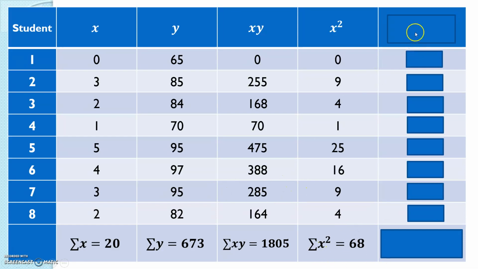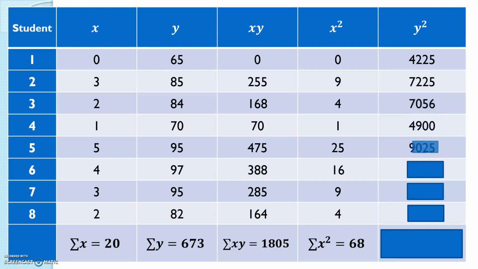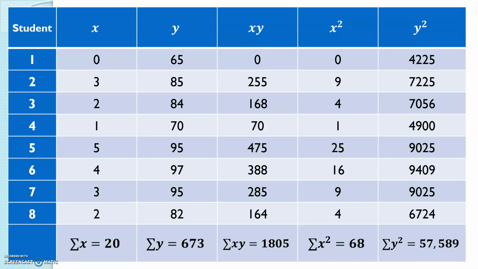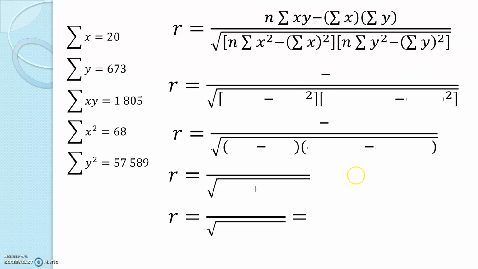For the last column, we have y squared. We square the values under the y column. What is 65 squared? We have 4,225. We also have 85 squared, which is 7,225, and so on and so forth. Now we get the sum. Add everything, and we will have 57,589. So now let's get the value of r using this formula.